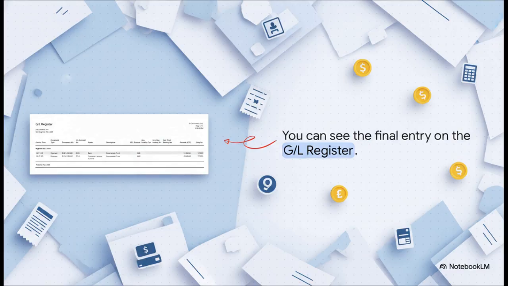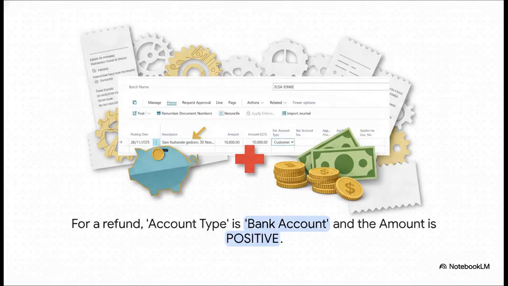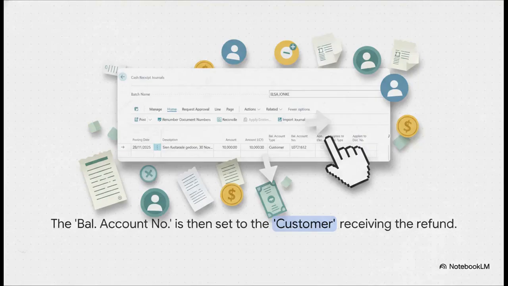Nice and clean. All right, now let's tackle the reverse of that, issuing a refund. Notice the key difference here. Account type is bank account, and the amount is now positive. Then, select the customer in the Bal. Account No. field to finish up the entry.